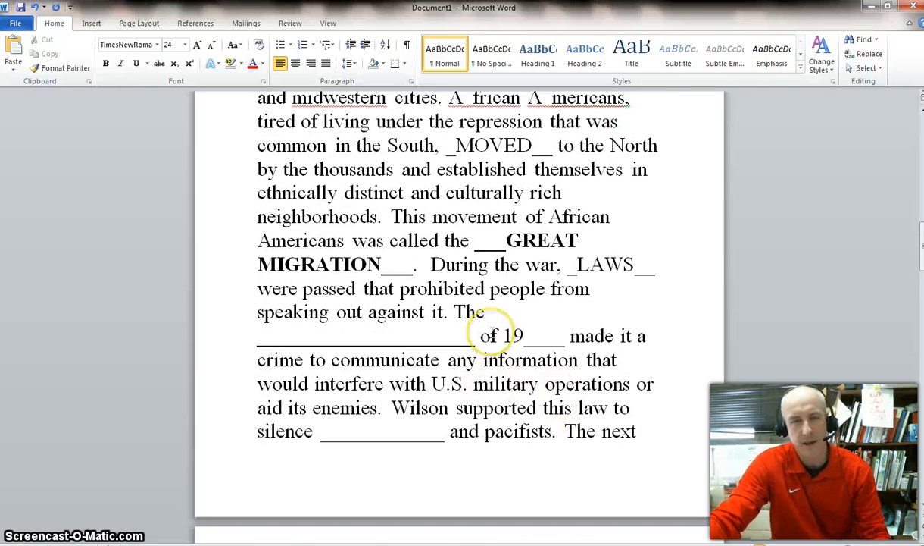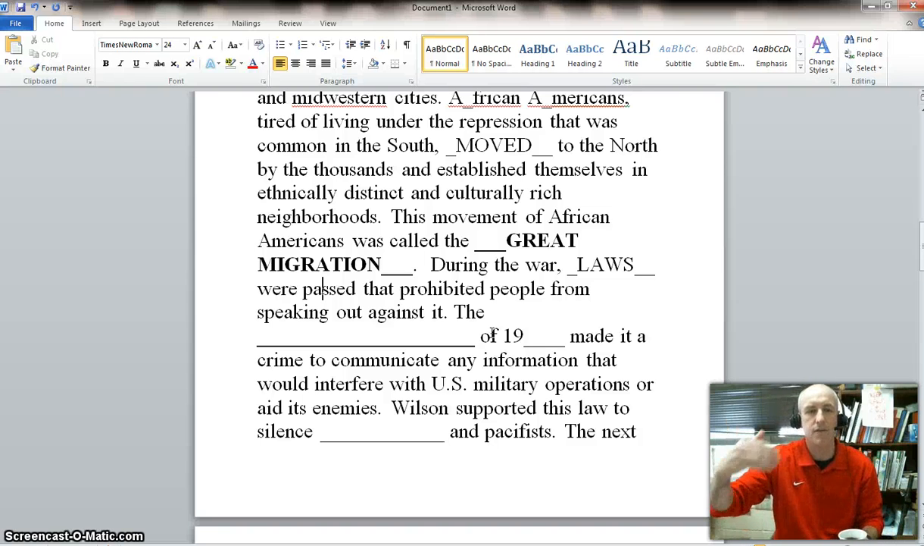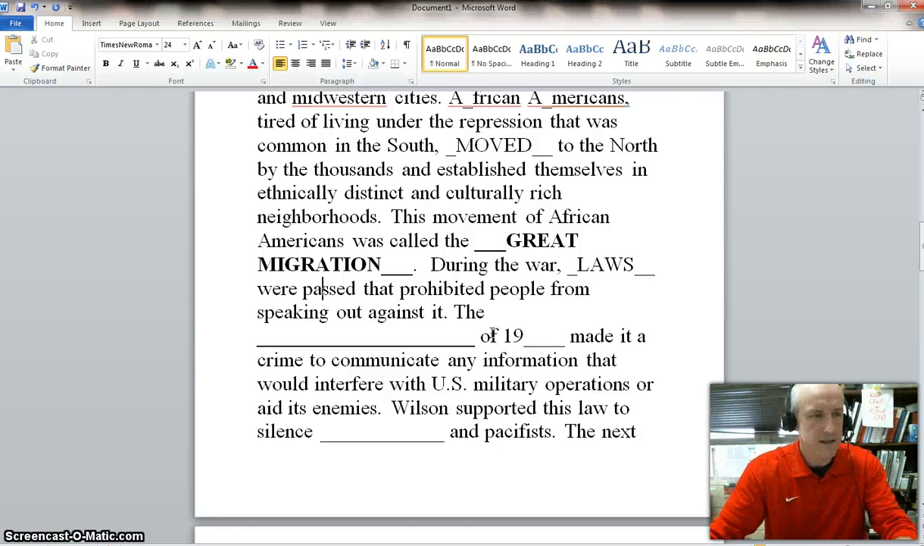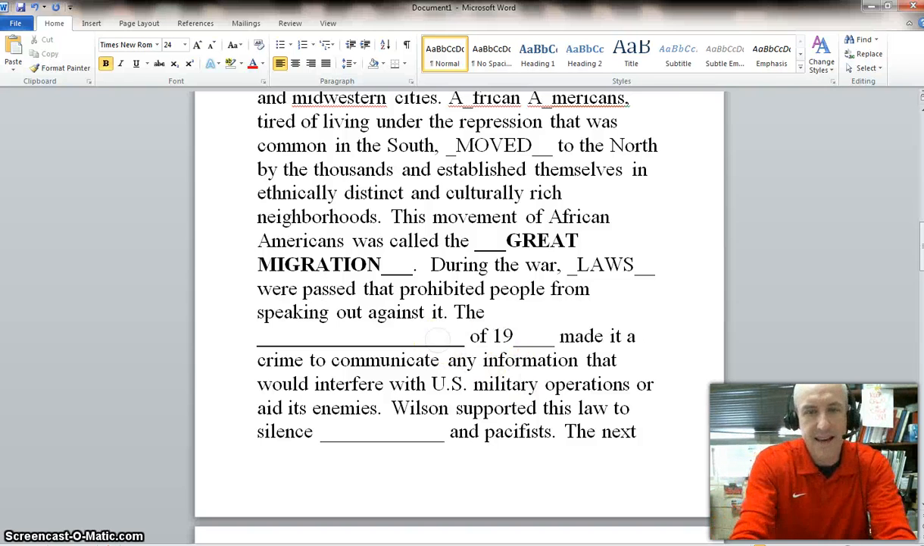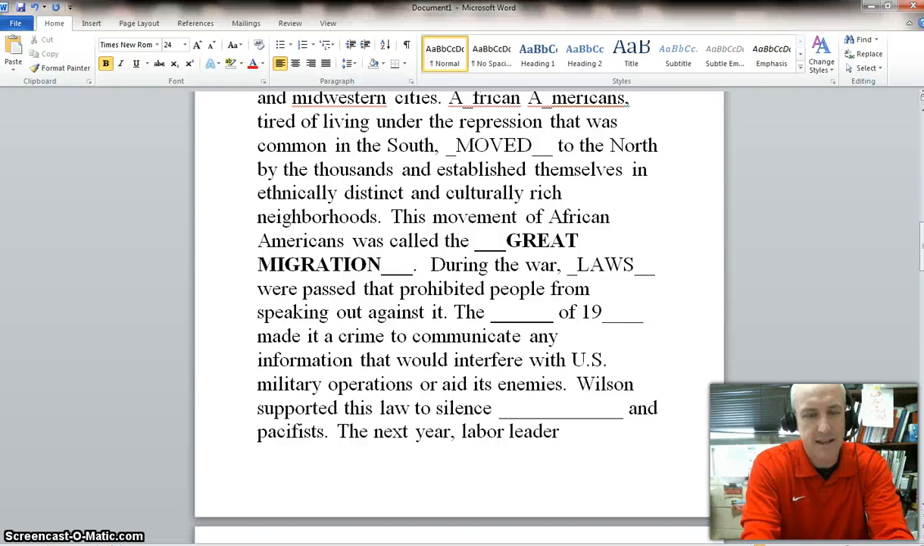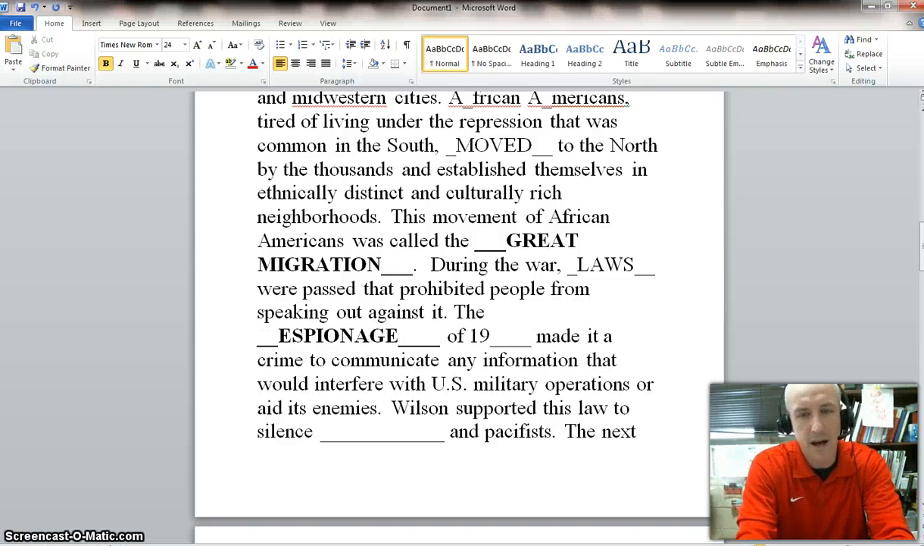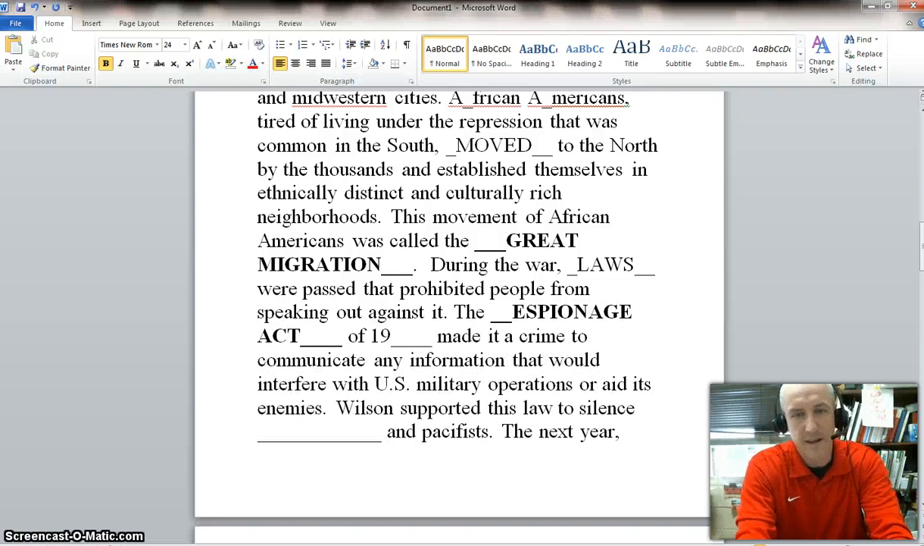Now, this is crazy. I want you to think about this. In the United States of America, you have the freedom of speech. And during the war, laws were passed that prohibited people from speaking out against it. All right? This is called the Espionage Act. The Espionage Act. All right?